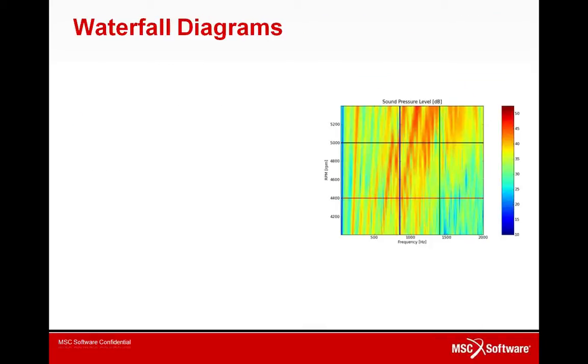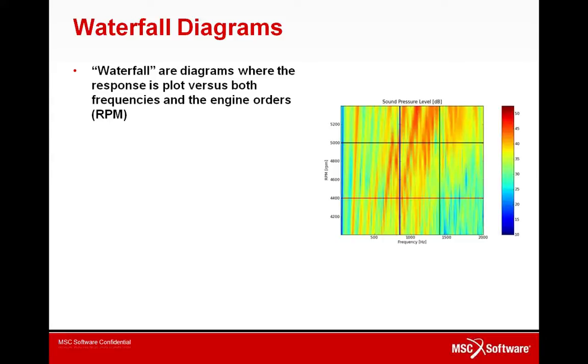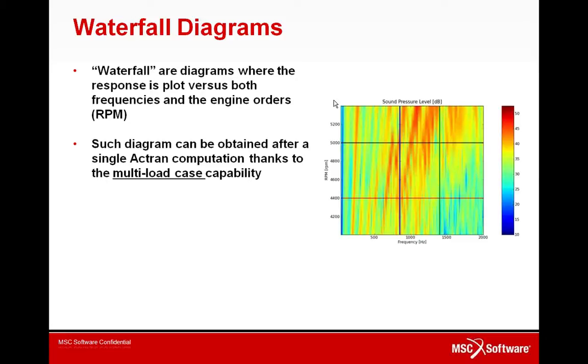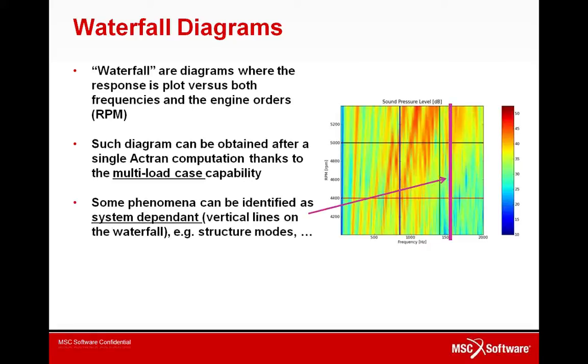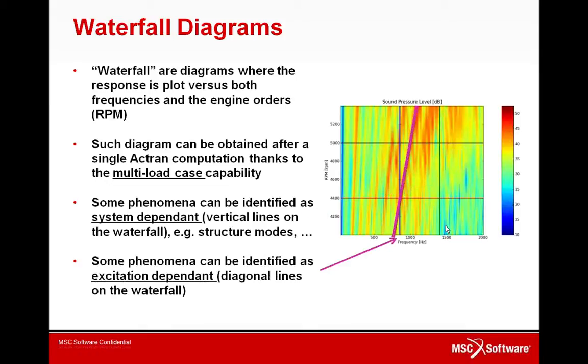Then we also have waterfall diagrams. A waterfall diagram is a 2D color map where the response, for instance, the sound pressure level, will be computed versus the frequency and versus the engine order. Such a diagram can be obtained automatically after one single Actran computation thanks to this multiple load case capability. And looking at such a diagram, you will be able to identify some phenomena that are system dependent, like for instance structure modes, and this will be typically vertical lines on the waterfall diagrams. But you will also be able to identify phenomena that are excitation dependent, and typically that will be diagonal lines on the waterfall diagram.